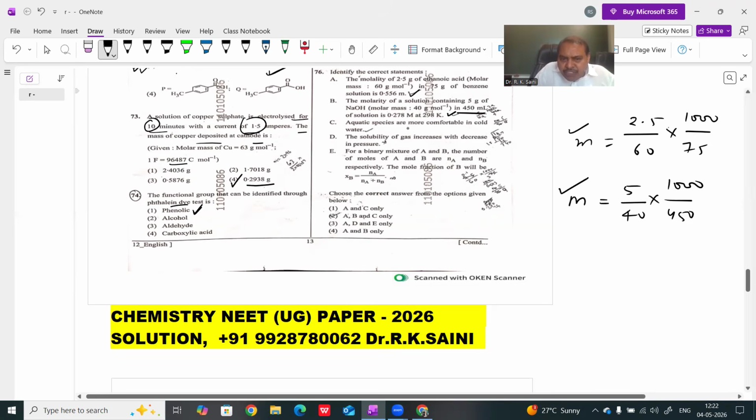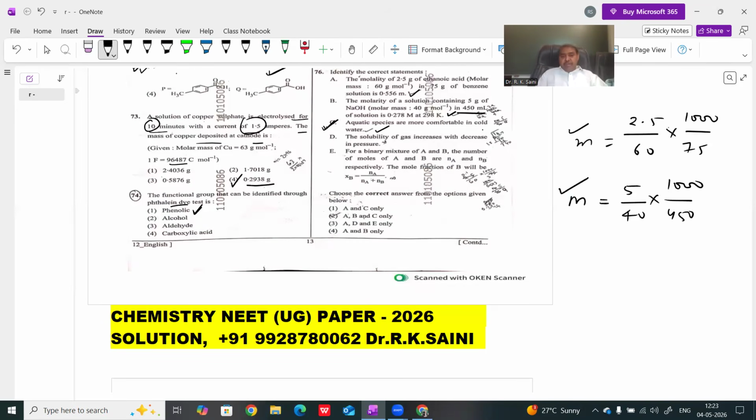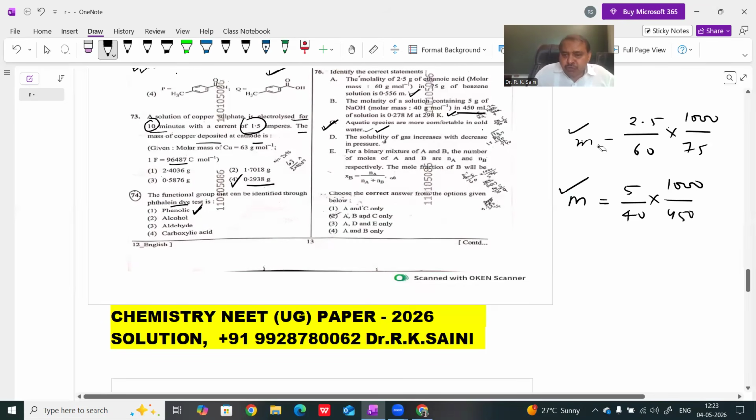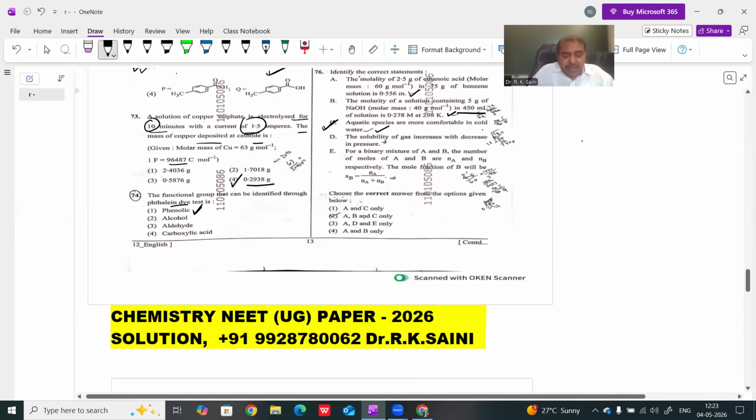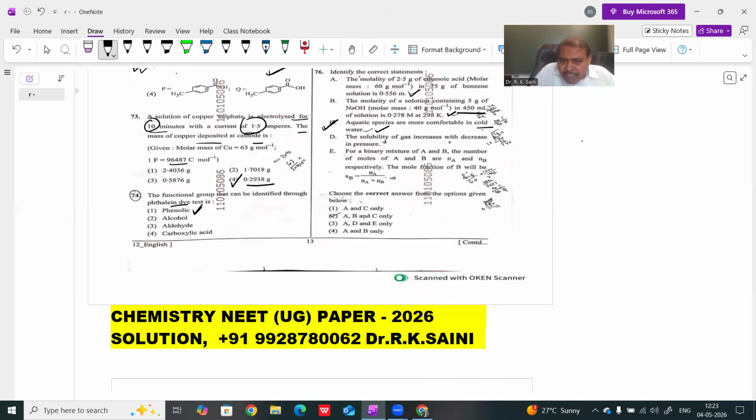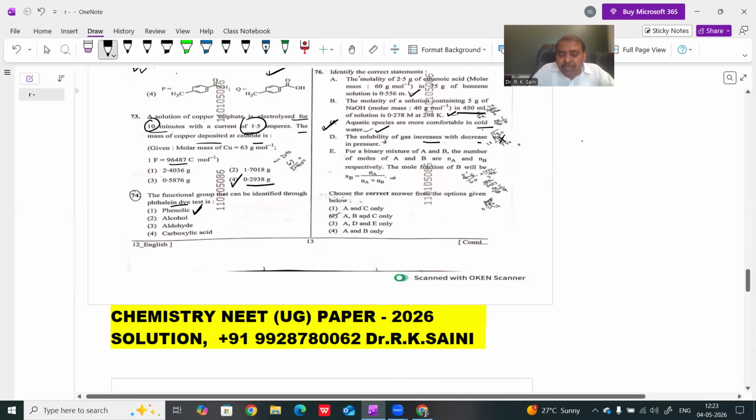Option B: aquatic species are more comfortable in cold water. This is correct according to Henry's law of solubility, a statement taken from your chapter on solutions. When we increase temperature, Henry's constant increases and the solubility of oxygen decreases. It means the dissolved oxygen is less and not easily available for the respiration of aquatic animals. Therefore, aquatic animals are comfortable in cold water. Solubility of gas increases with decrease in pressure. It is incorrect according to Henry's law. By Le Chatelier's principle, when we increase pressure, the solubility of gas in solution increases.